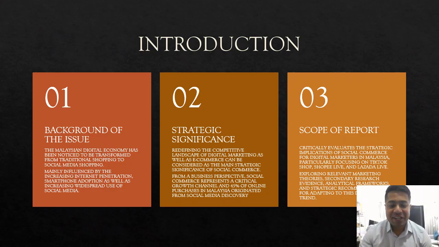Alright, so as an introduction, we will look mainly into three different areas. Firstly, is to understand the background of the issue, which is where we look into the Malaysian digital economy as something that has been transformed from traditional shopping to social media shopping. And then we look into its strategic significance, where we redefine the competitive landscape of digital marketing and also understand its strategic significance of social commerce. Thirdly, we will look into the critical evaluation of the strategic implications of social commerce for digital marketers and also explore relevant marketing theories.